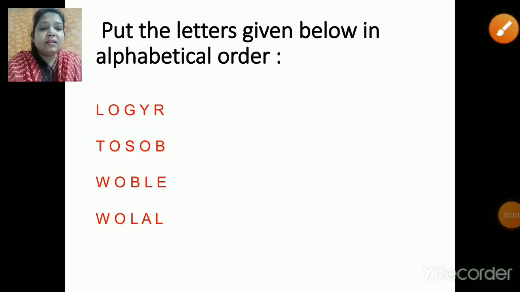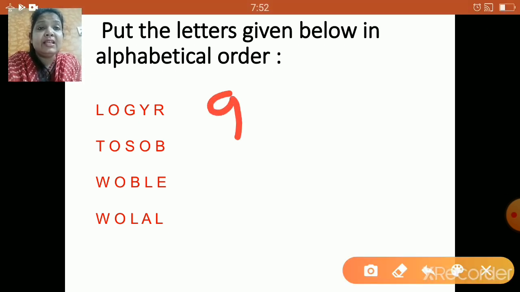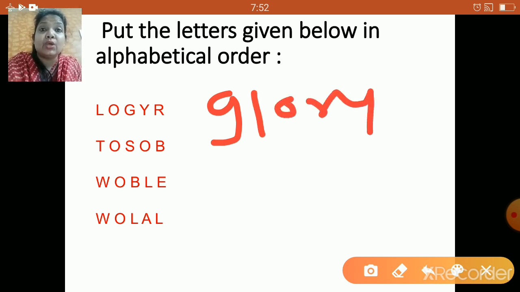Now students, these are the alphabetical order. Now you have to arrange these particular words in alphabetical order. Now let's see, the letters are L-O-D-Y-R. So what comes first is G, right? G-L-O-R-Y. So your first word is glory, right?